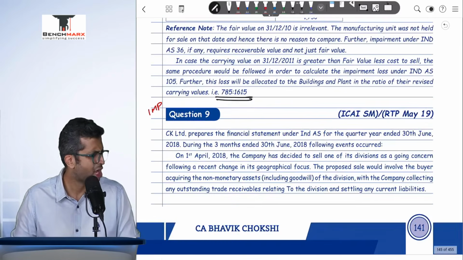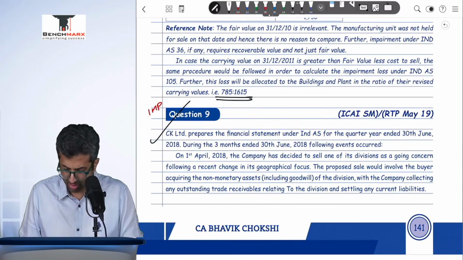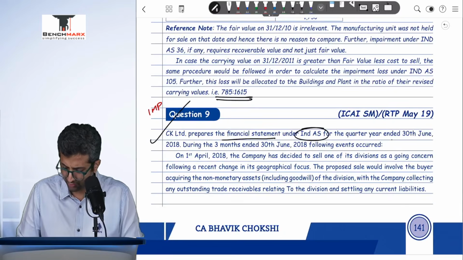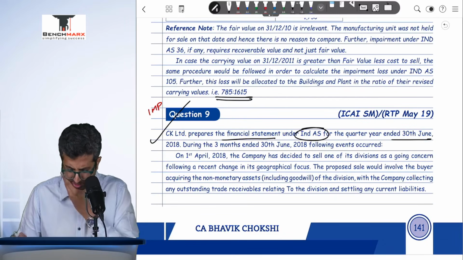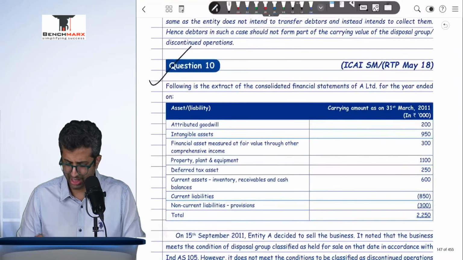Now based on that, you have question number 9, which is a much more calculative question. So over here, CK prepares finance statements as per Ind AS for 30th June. No, this is something else. We'll first do question number 10. It's a little more calculative as a question.